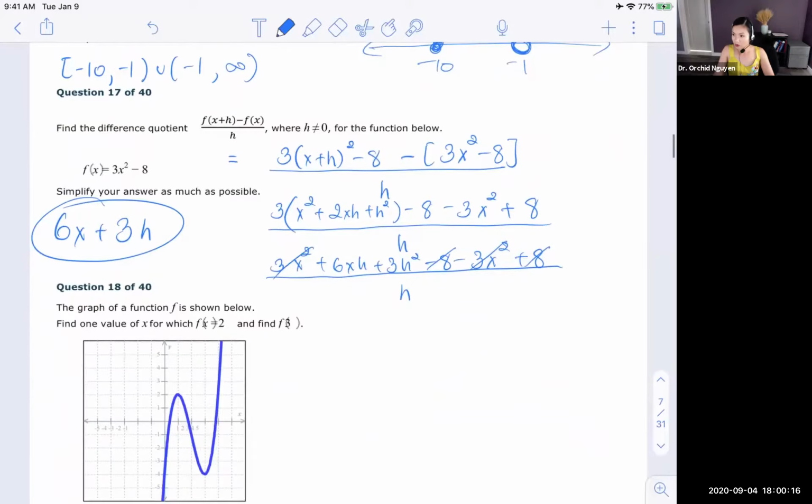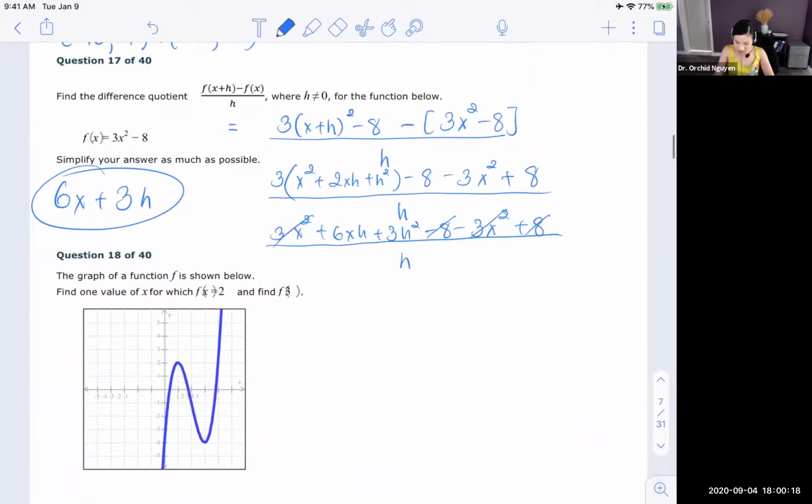Now, let's take a look at the function right here, the graph of the function. They want you to find the values of x for which f of x equals 2. So we're looking at 2 as the y value. So where's the y value?